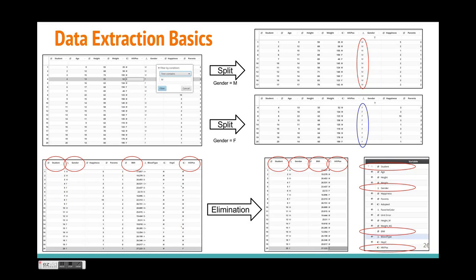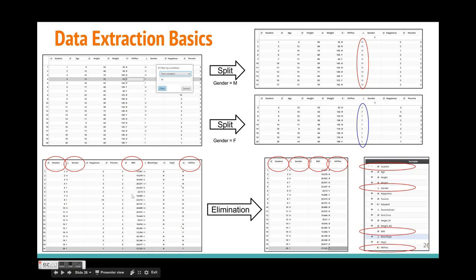You can split your data set based upon, say, the gender variable, where we're going to separate all the boys from the girls by separating based upon whether or not the gender is equal to M or F. And so that's simple. You can see it here at the top. You start with one data set, you split into two.